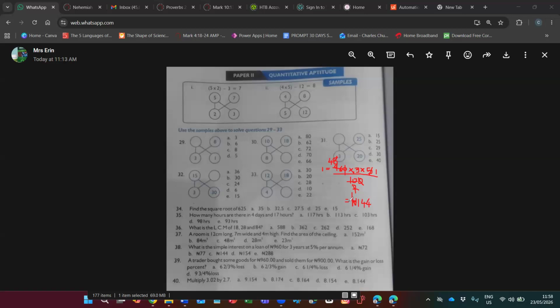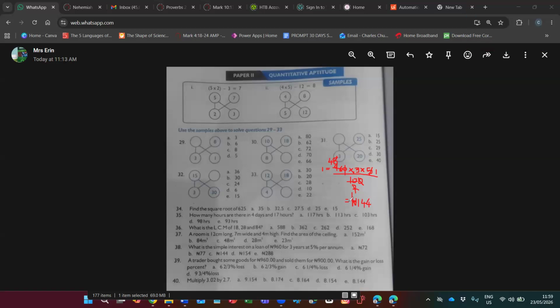Let's continue. Number 39. A trader bought some goods for 960 naira and sold them for 900 naira. What is the gain or loss? So is this a gain or a loss situation? If you sell something for lower than you bought it, is that a gain? It does not look like a gain.